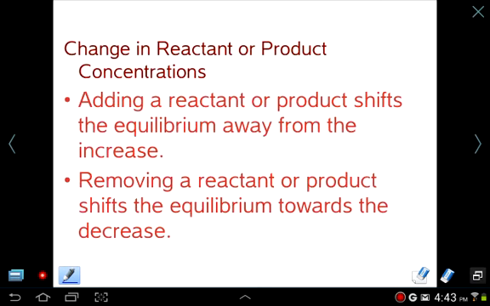So here's the general rule. Adding a reactant or product shifts the equilibrium away from the increase. Removing a reactant or product shifts it towards the decrease. And we'll see this in an example in a minute.